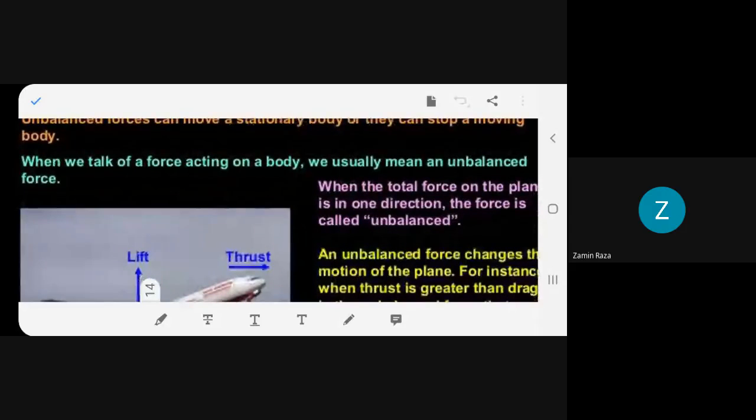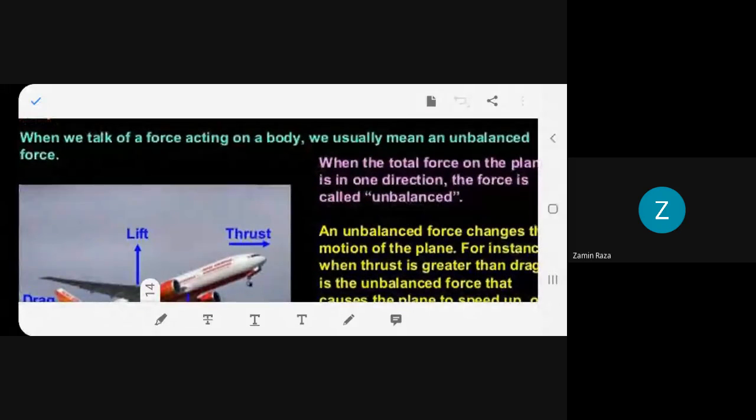Continue. When we talk of a force acting on a body, we usually mean an unbalanced force. So generally, whenever we are talking about any force which is applied on a moving body or on a body which is at rest, what are we talking about? Always unbalanced force. Is it clear? We are not talking about balanced force, but we are usually talking about unbalanced forces.